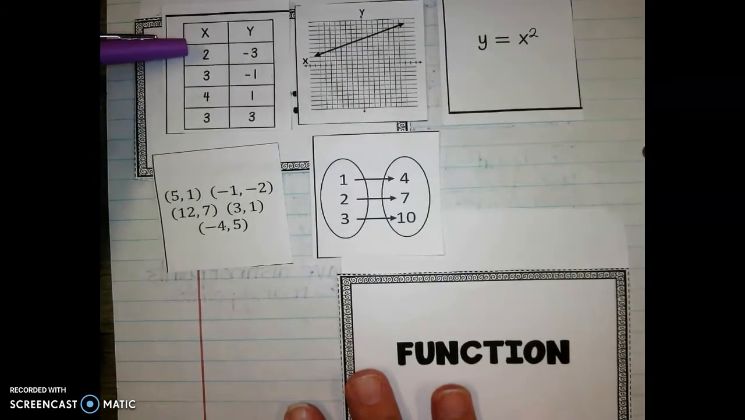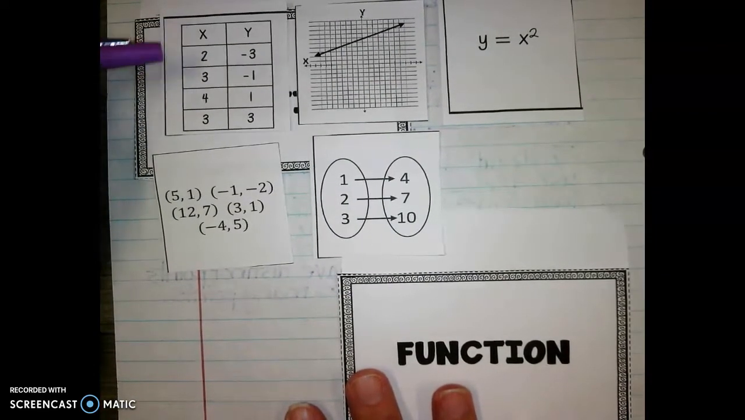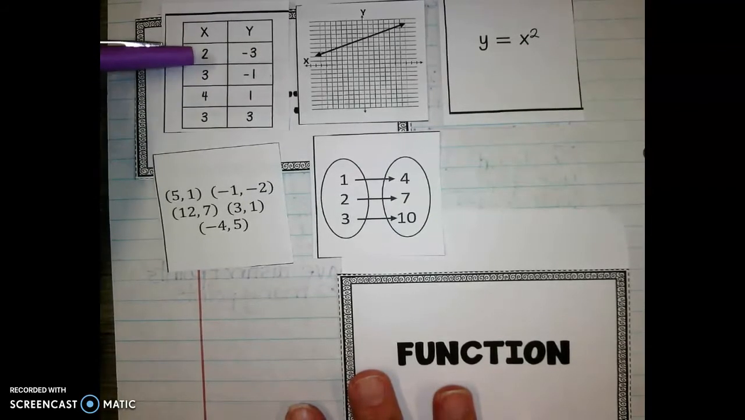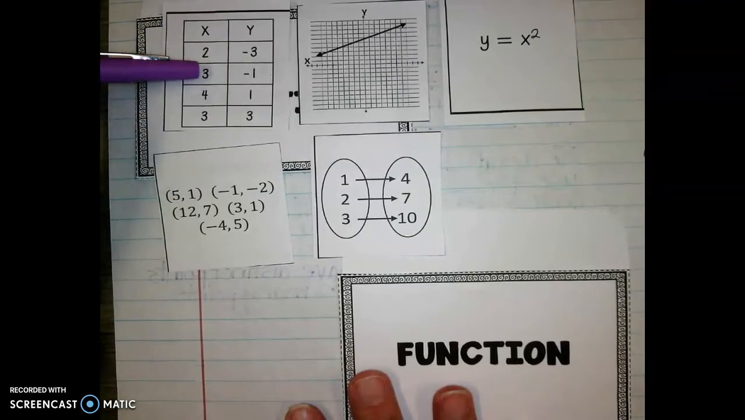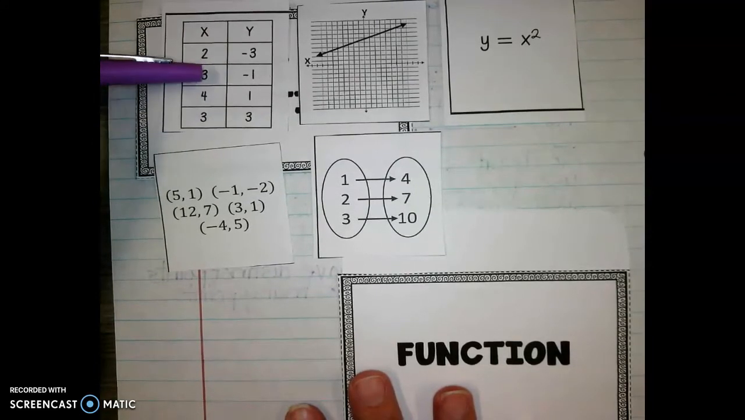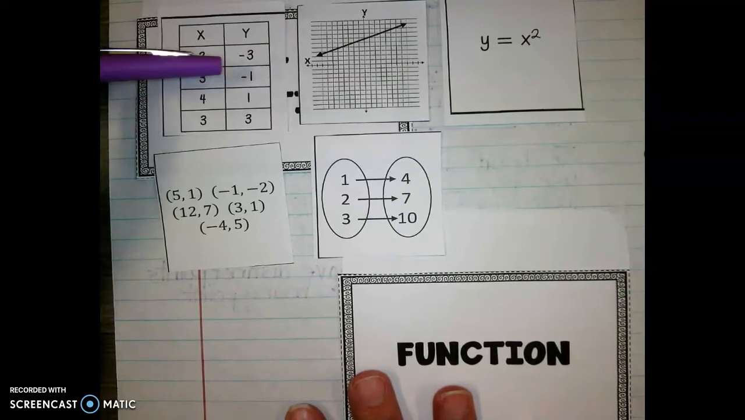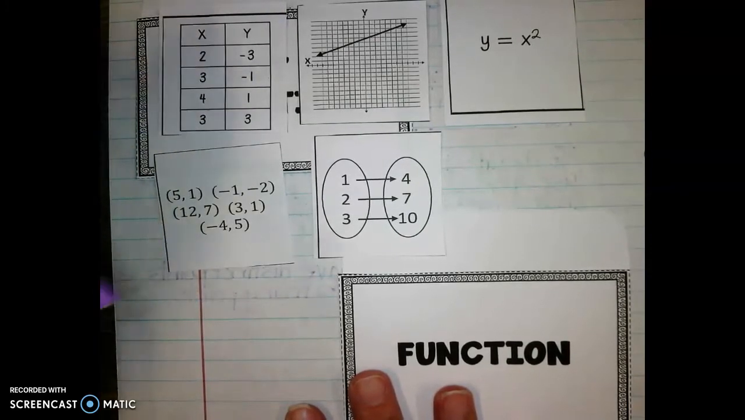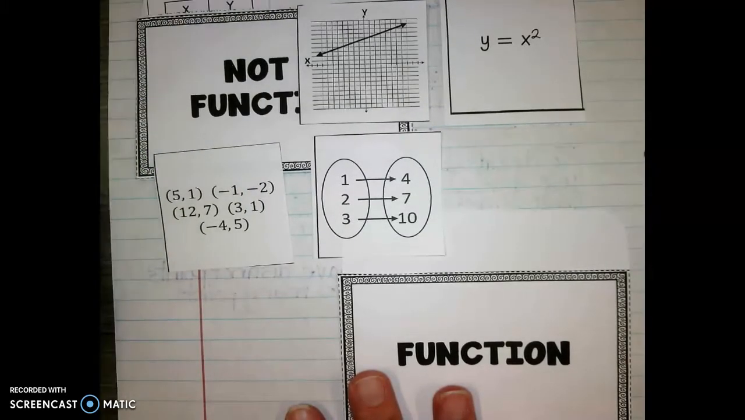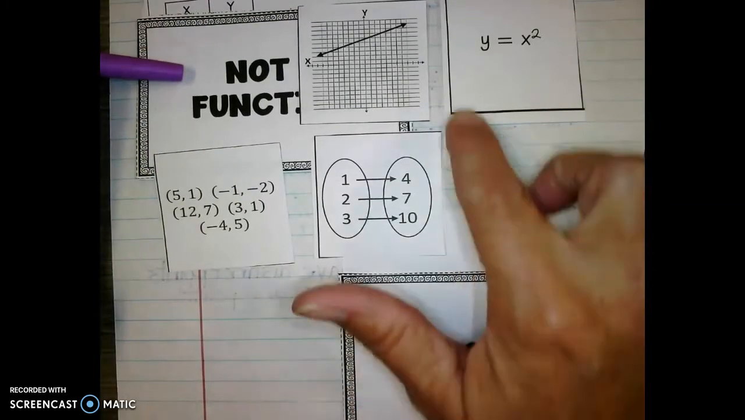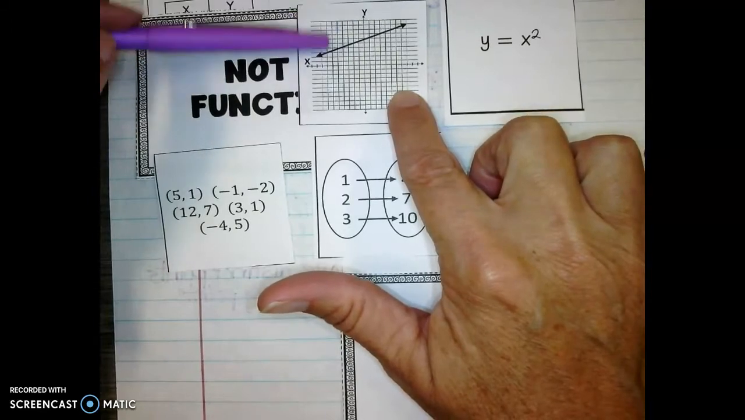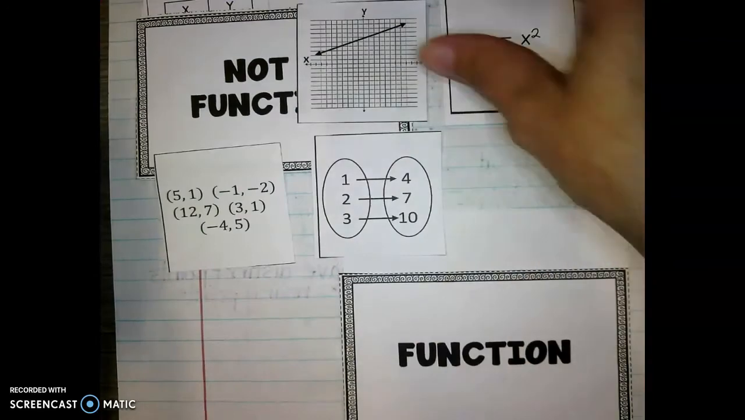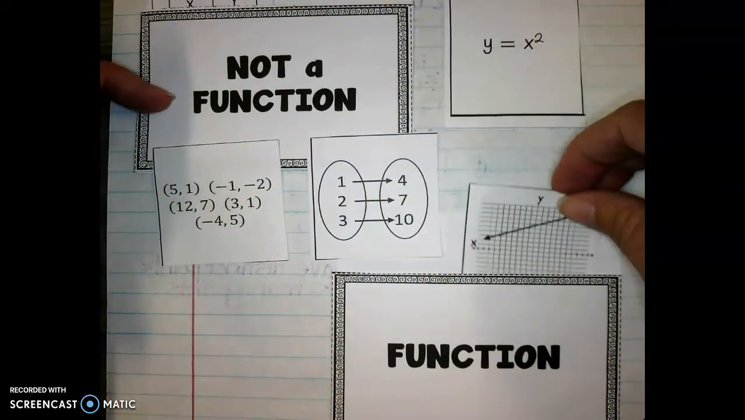If I look at my table, I'm looking at my domain, those are my x values, and I'm looking to see if I have any x's repeating, and I do. Okay, remember my x can only have one y, so this x has a -1 and this x has a 3. They can't be different, they have to be the same. That's not a function. Okay, if I do my vertical line test, it only passes through one time. That means it is a function.